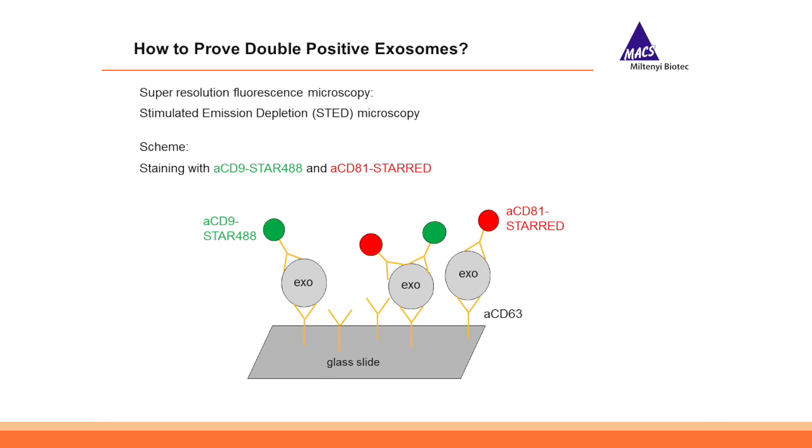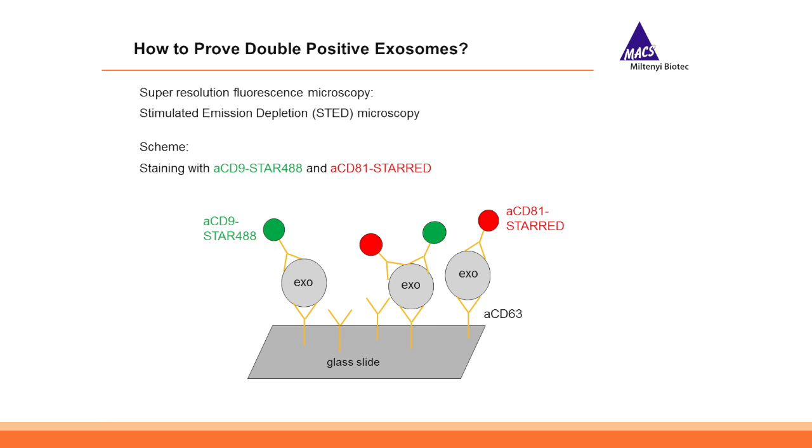So we are looking for a different method to prove this, and came up with a method called high resolution fluorescence microscopy. So the principle of the assay is shown here. We were using a glass slide coated with CD63 antibody to catch the exosomes, and then we are using different labeled antibodies to stain the exosomes. And if the two markers would be present on the same exosome, they should be green and red at the same time, so should appear yellow.